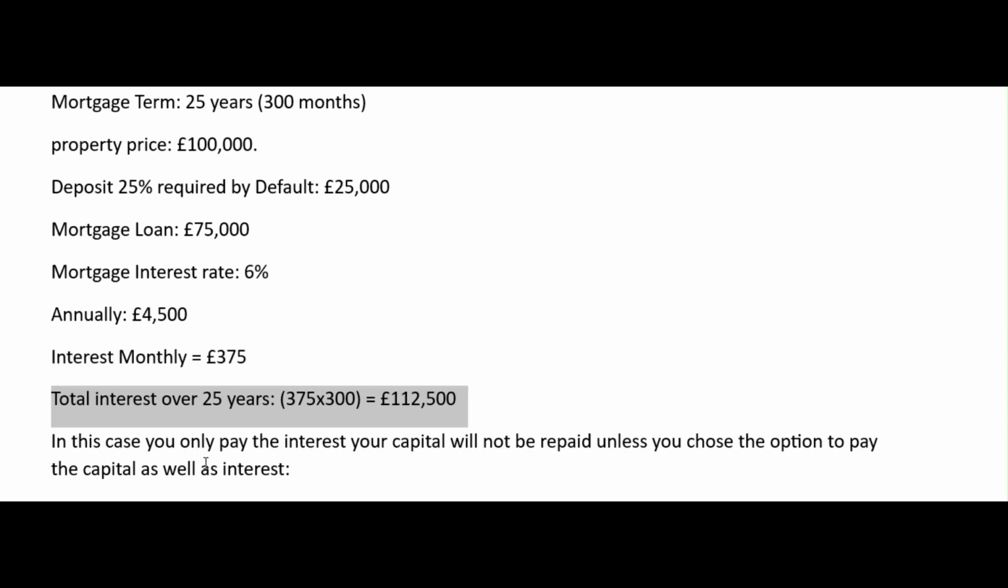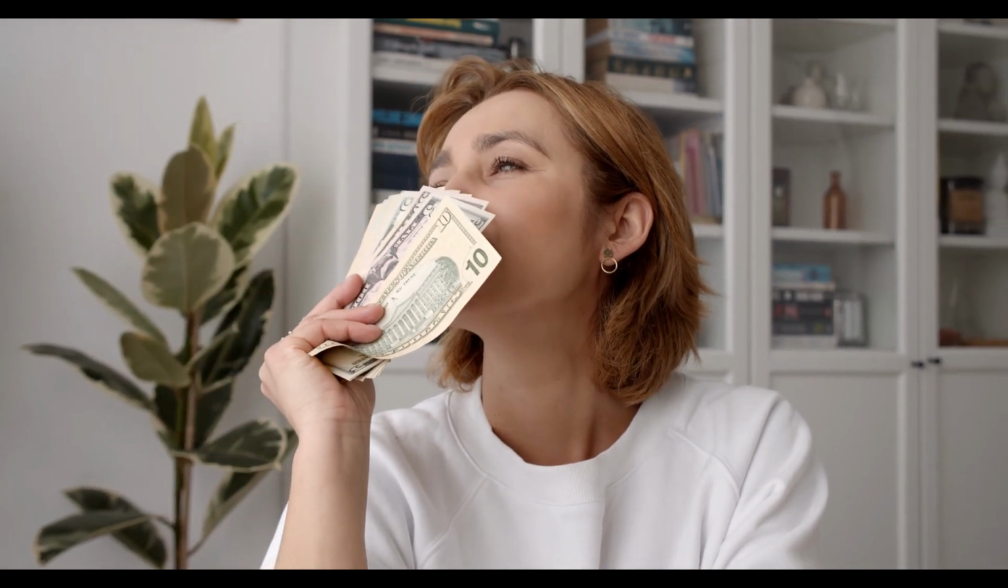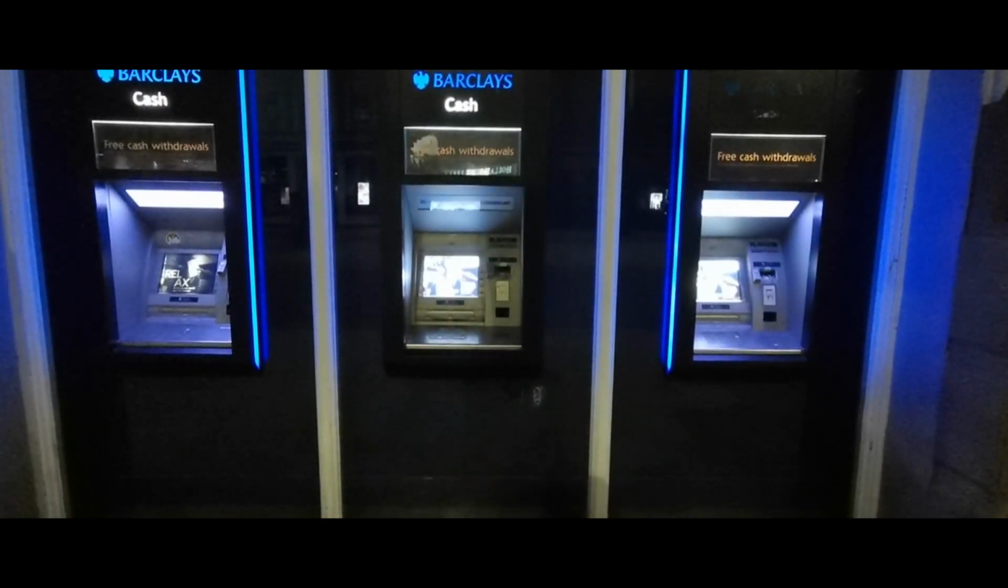In this case, you only pay interest. Your capital will not be repaid unless you choose the option to pay the capital as well as interest. So if you pay both together, your capital will be reduced, but if you only pay the interest, your capital remains the same, 75,000. And then if you remortgage this property and your house price goes up, the bank might give you some cash to pull out and use to buy another property.